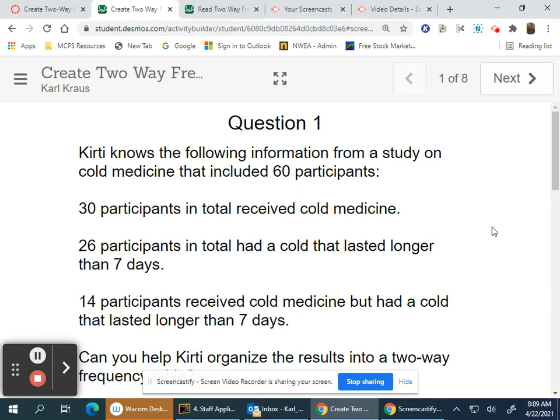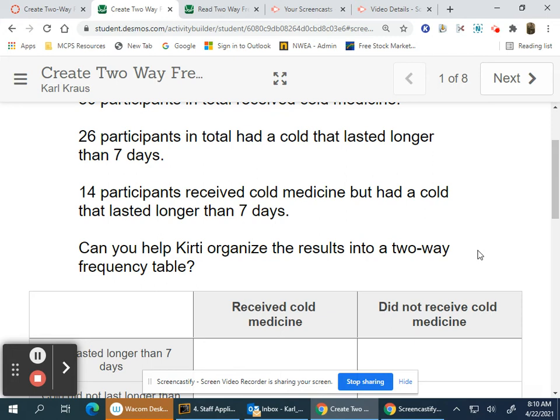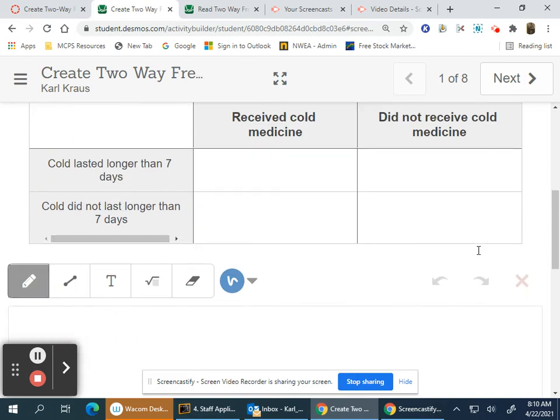So question one: Curdy knows the following information from a study on cold medicine that included 60 participants. 30 participants in total received cold medicine. 26 participants in total had a cold that lasted longer than 7 days. 14 participants received cold medicine but had a cold that lasted longer than 7 days. Can you help Curdy organize the results in a two-way frequency table?